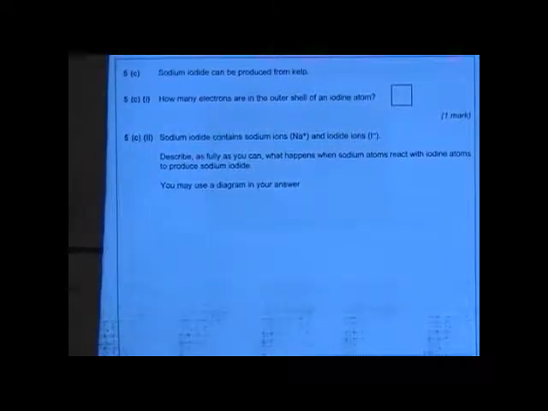Welcome to Revive with Mrs. C. We're having a look at ionic bonding, or the drawing of ionic bonding. Ionic bonds involve a metal and a non-metal, and it refers to a transfer of electrons.